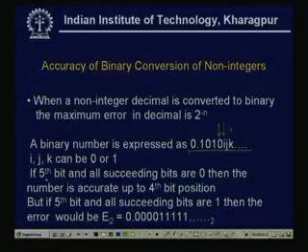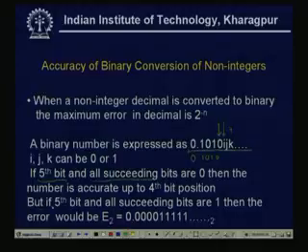Now, if the 5th bit and all succeeding bits are 0, then the number is accurate up to the 4th bit position, because the remaining bits are all zeros. So, this is 0.1010, then all are zeros, so no need to write them. So, I can tell that this is correct up to the 4th bit position.